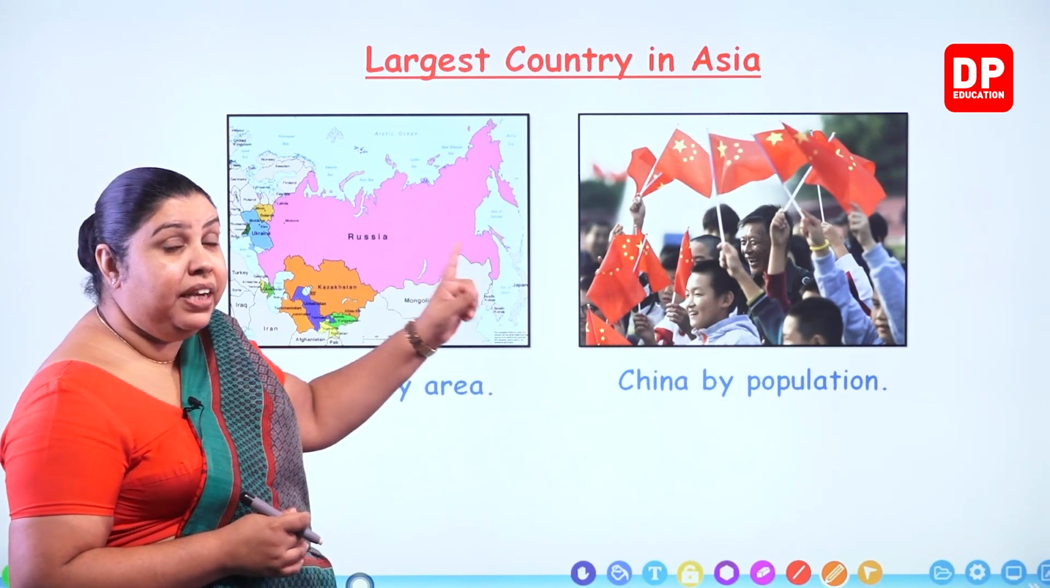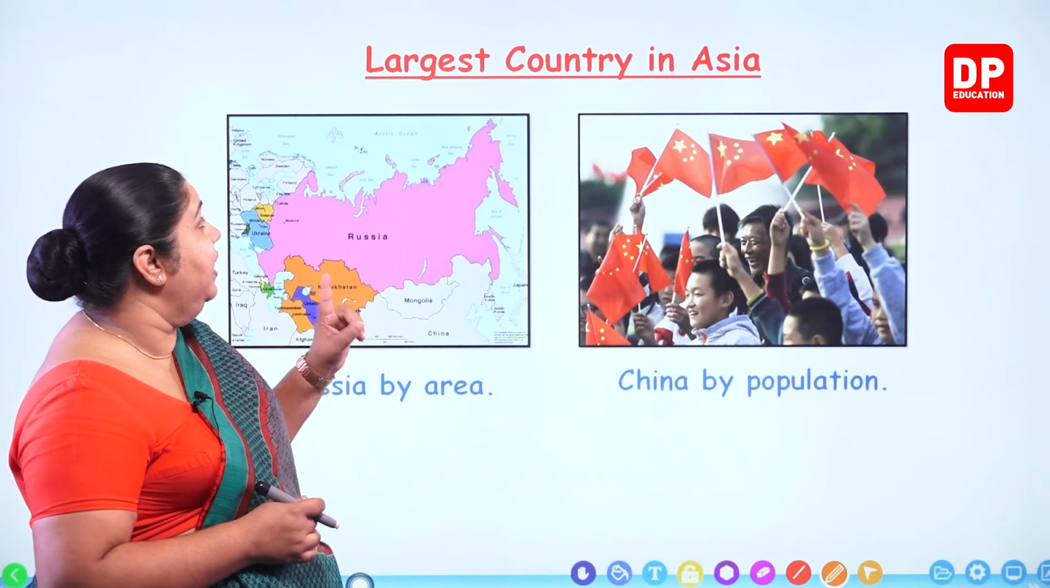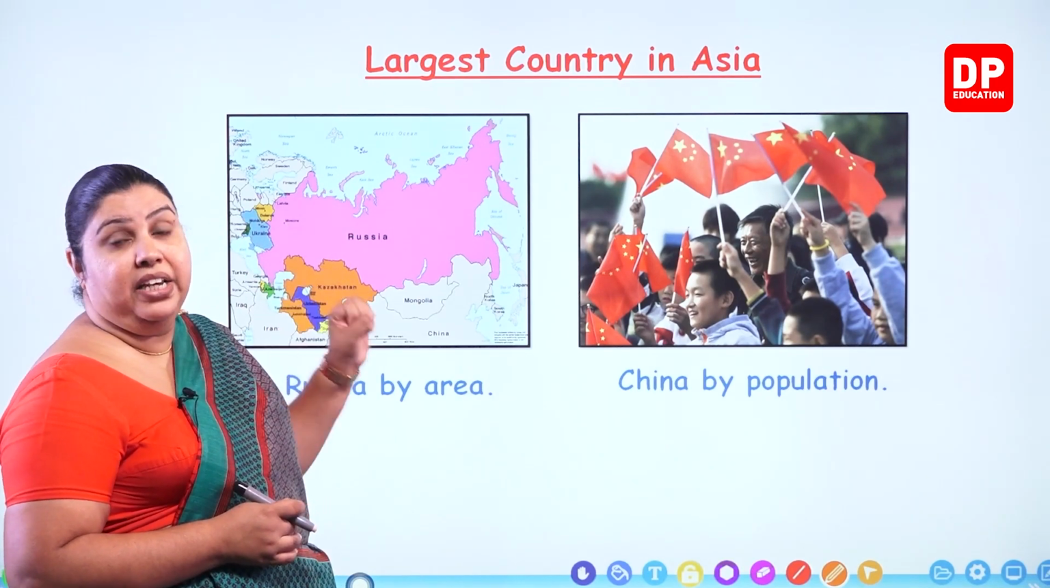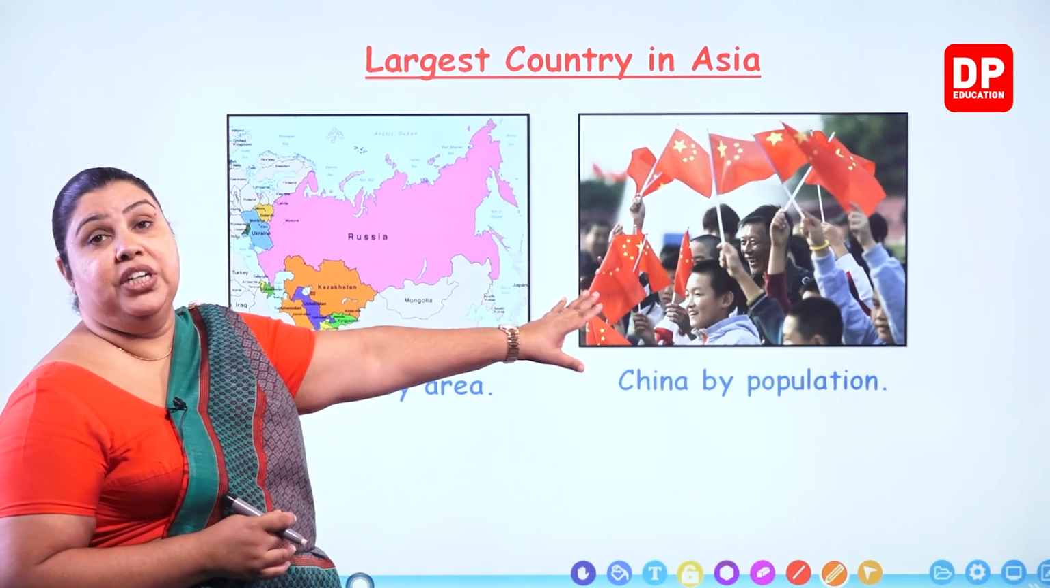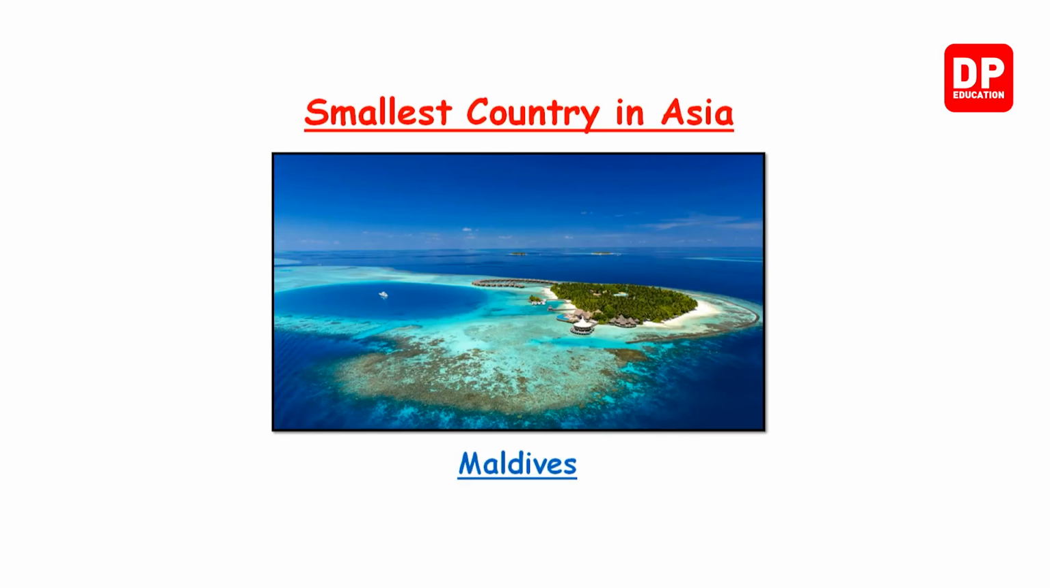So now these are very important informations, right? So the largest country in Asia by area is Russia, by population it's China. Smallest country in Asia. What is the smallest country in Asia?